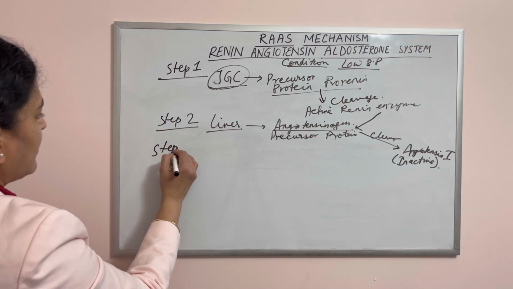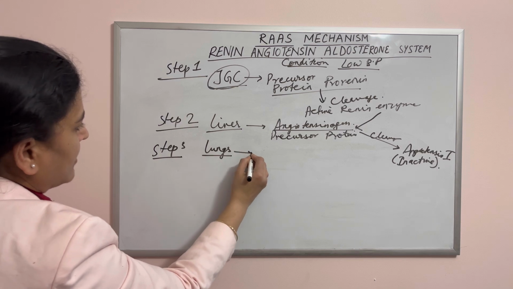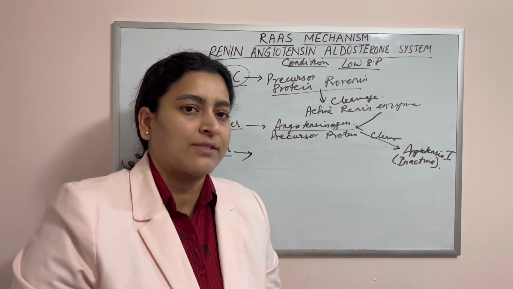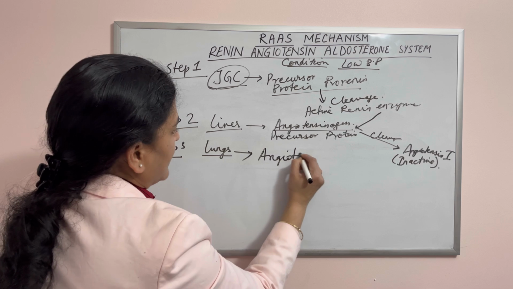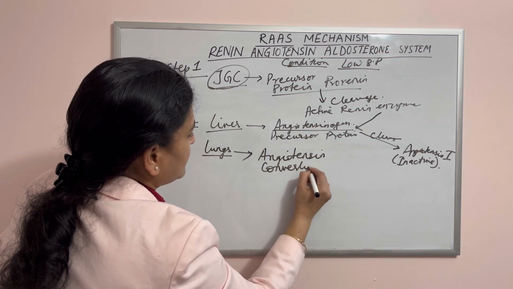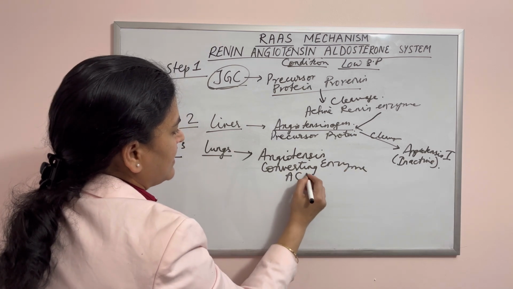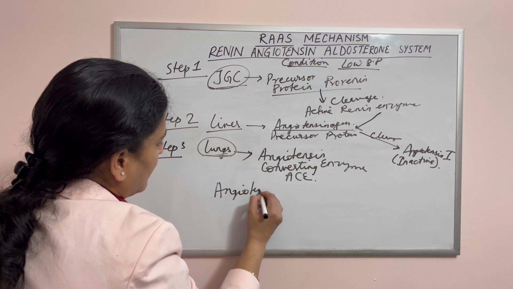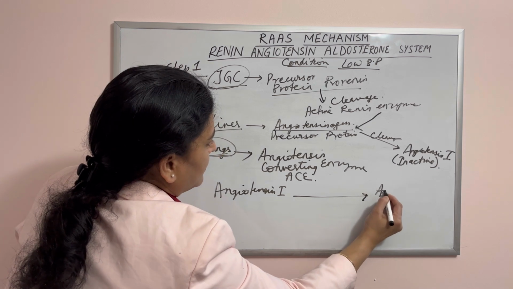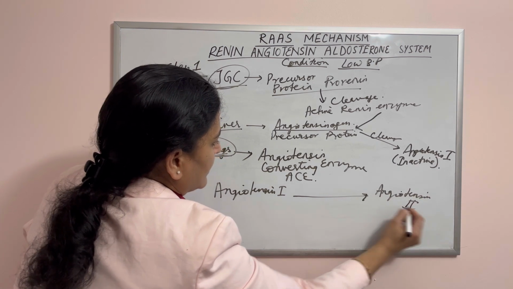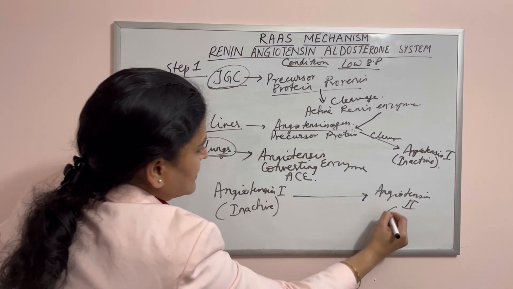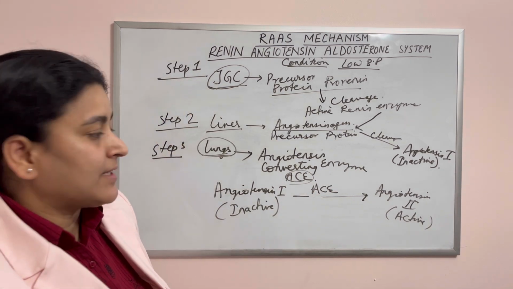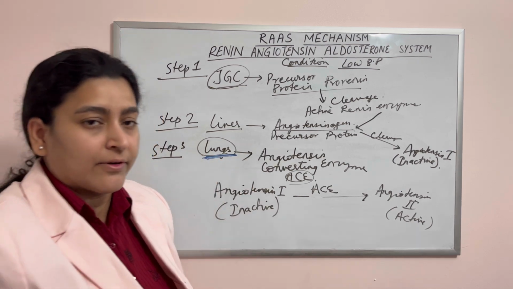In the next step, step 3, at the lungs, there is an enzyme secreted by the vascular endothelial cells of the lungs, called angiotensin converting enzyme. In short, we call it ACE. So this is secreted at the lungs. Angiotensin 1 is converted into angiotensin 2. This is inactive and this is active, and that is converted by this ACE, the angiotensin converting enzyme, which is produced at the lungs.